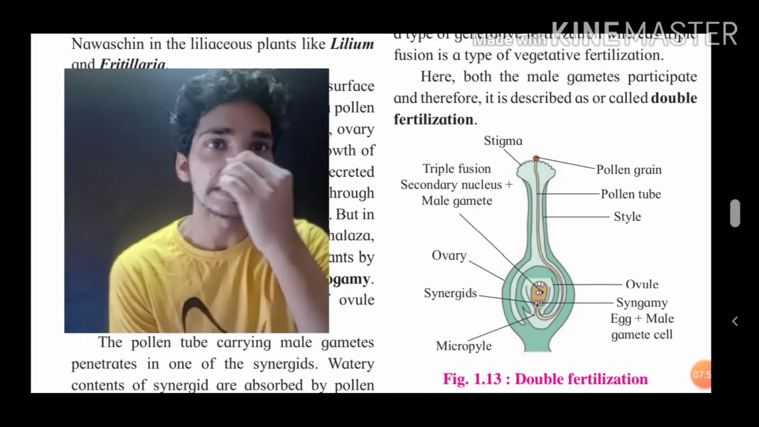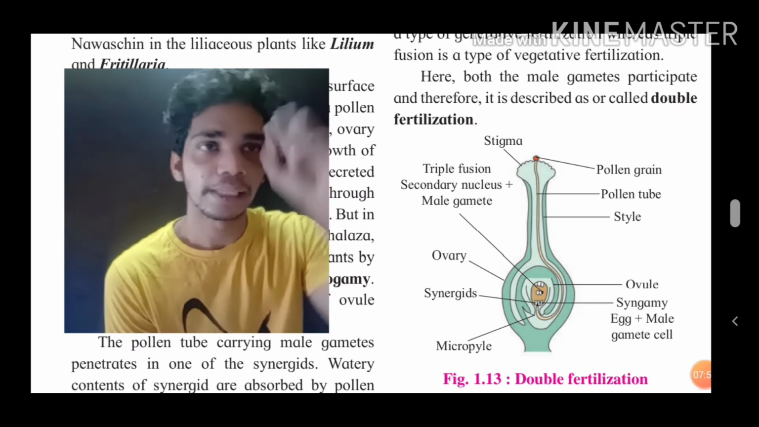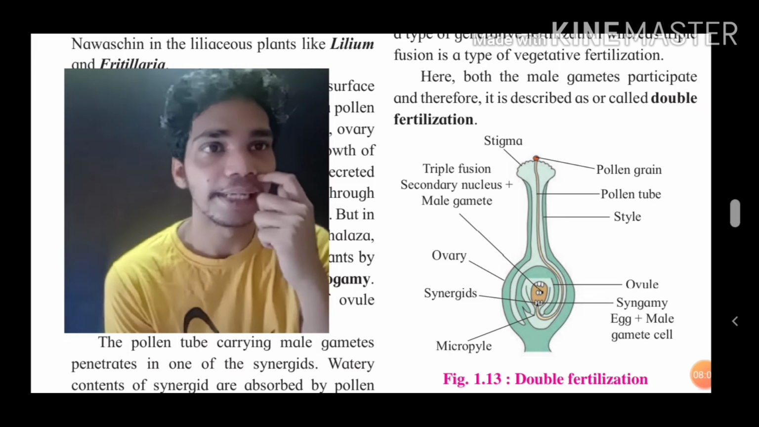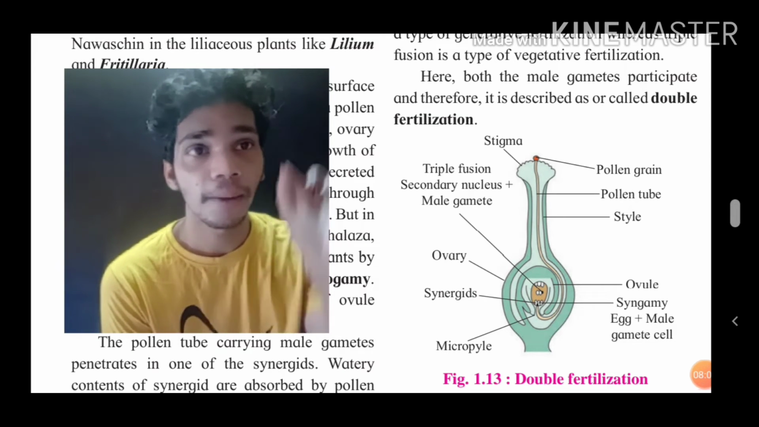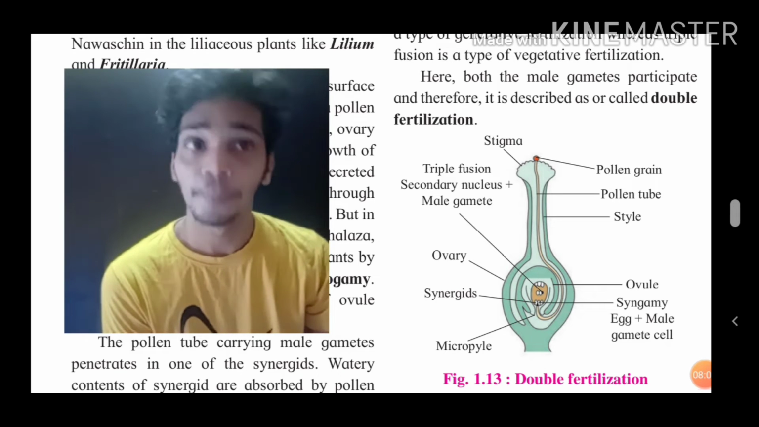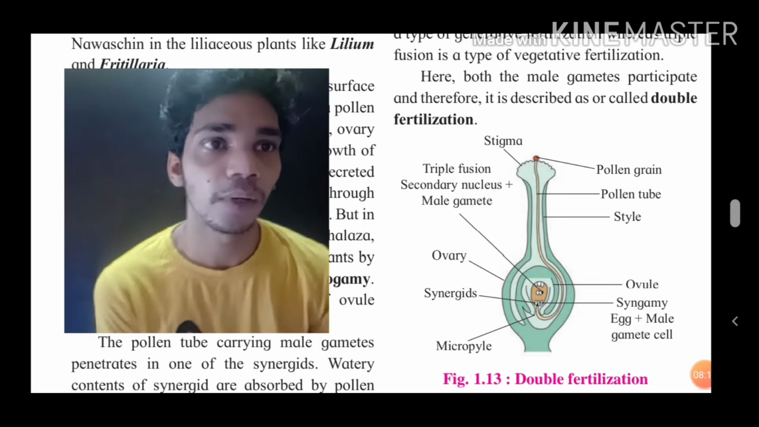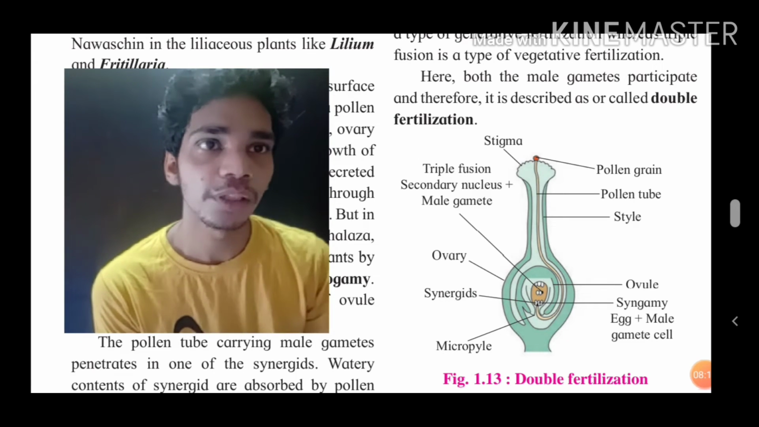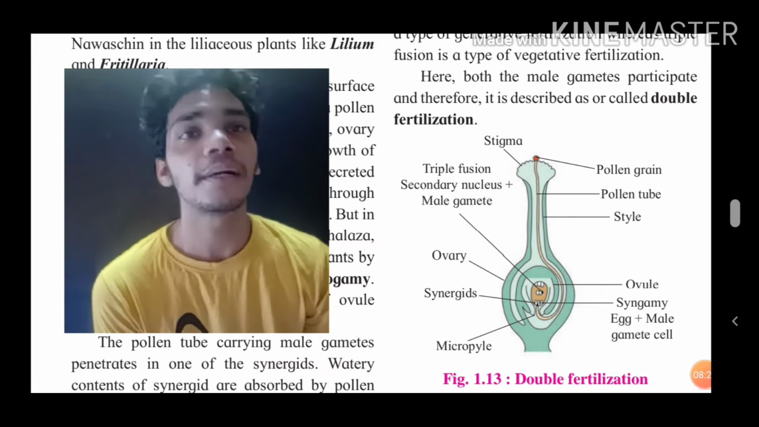Now see, a diagram includes a stigma where pollen grains get deposited. A pollen tube starts and enters from the micropylar end. So it's called porogamy. Once it enters, there is the word syngamy written. What is that? Egg plus male gamete is called syngamy. Then what is triple fusion? Triple fusion is the secondary nucleus plus the male gamete.